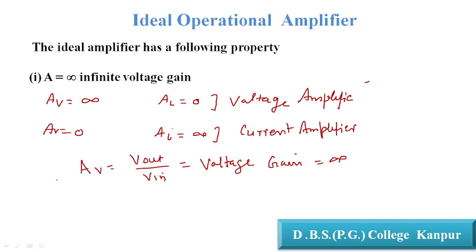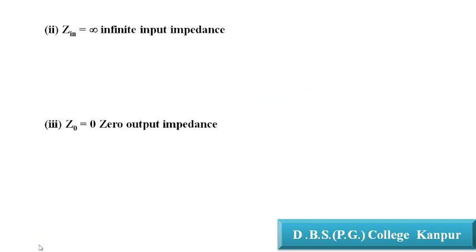Now we discuss the next property: the input impedance is infinite. For an ideal voltage amplifier, the input impedance should be infinite. Ideal amplifier means that the gain should be infinite and the input impedance should also be infinite. Infinite input impedance means no loading effect. Why does any device need infinite input impedance? Because then there is no loading effect.